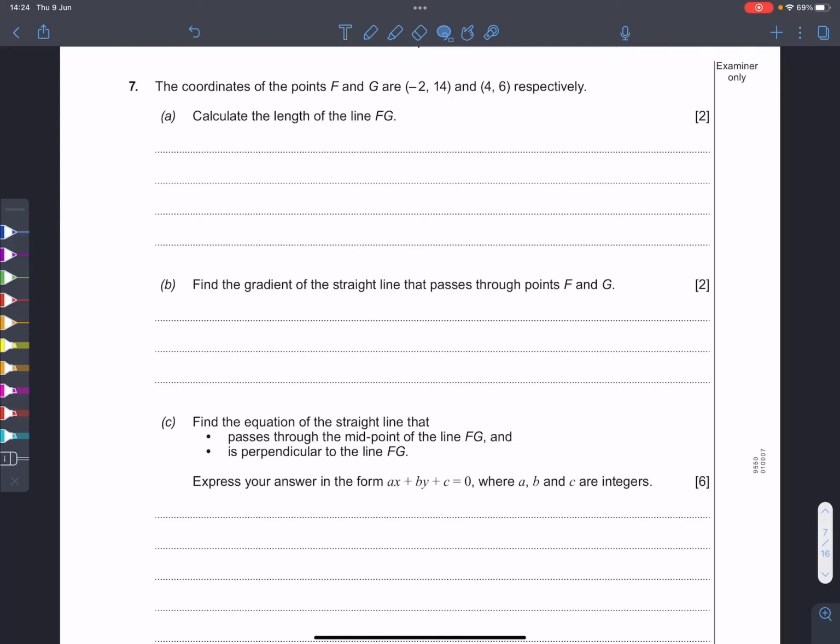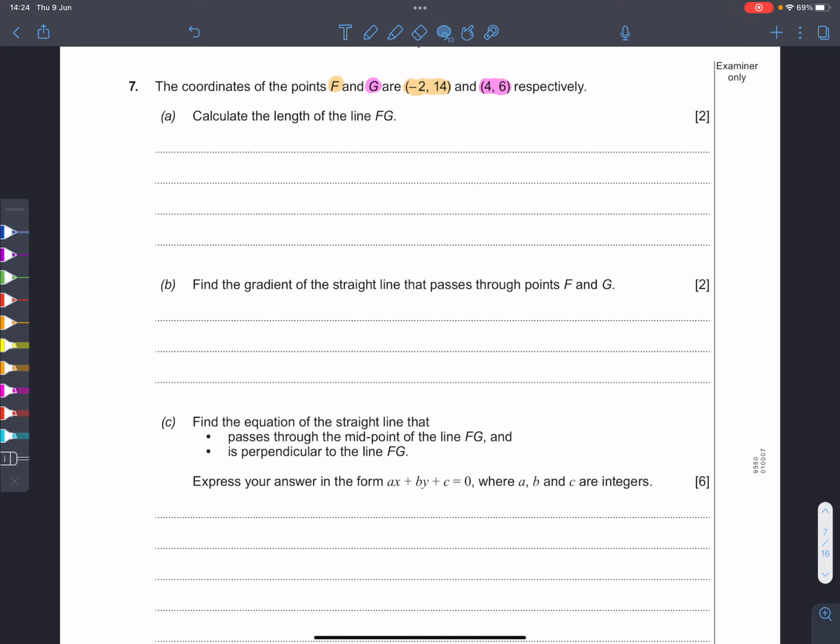Okay, this is question 7 on Additional Maths 2016, WJC. We're going to have a look at a coordinate geometry question here. So we've got the coordinates of the points F and G are (-2, 14) and (4, 6), respectively. Calculate the length of the line FG.